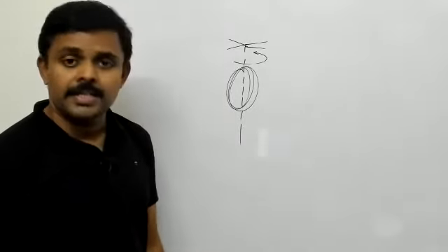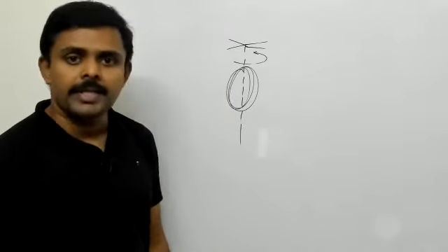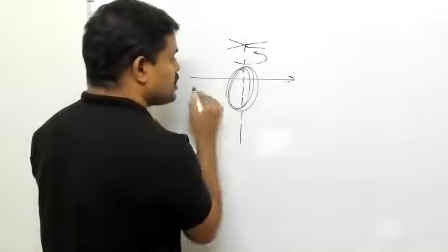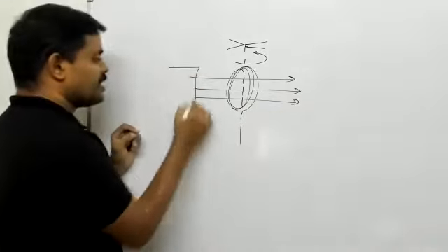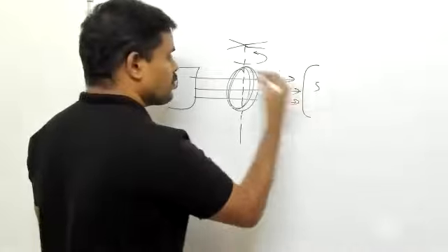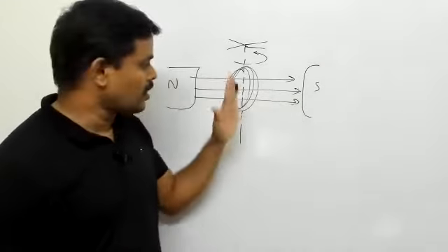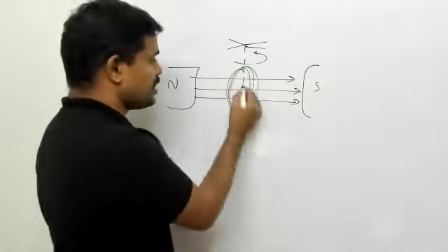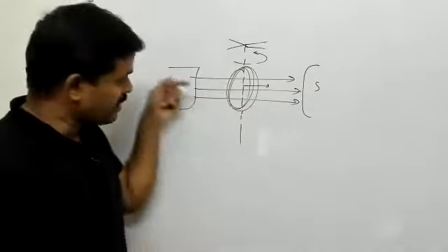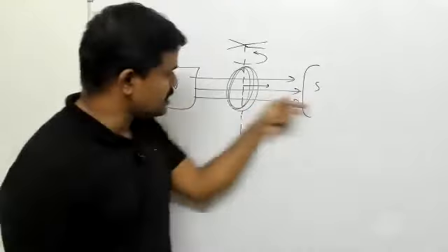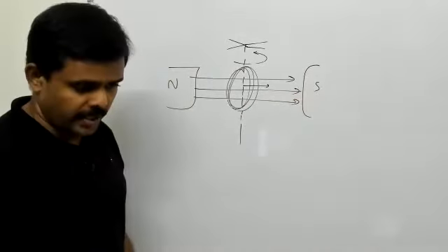The plane of the coil is initially held perpendicular to the field. That is true. This is north pole, this is south pole. The field lines are going from north to south and the coil is held perpendicular. So theta is 0. Area vector is in this direction, field is in this direction. Theta is 0. Okay. What is the question?